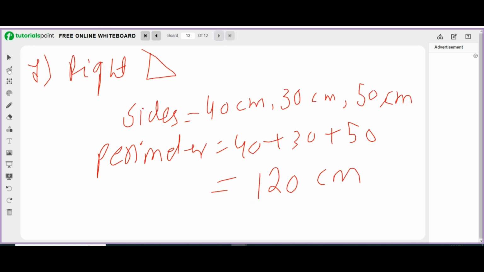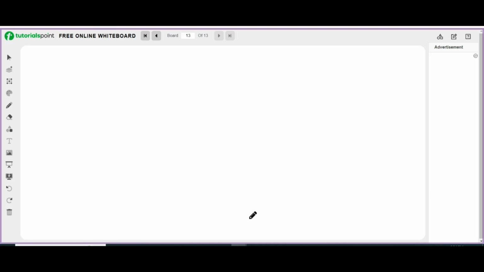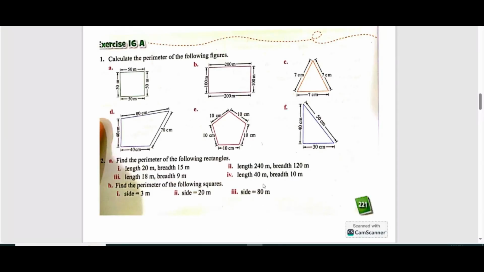Okay, now look at question number two, both parts. These two are easy. First thing you have to do, according to the rectangles, is just add all of the values and then multiply them too. And then in the B part, you have to multiply all the values with 4. Okay?